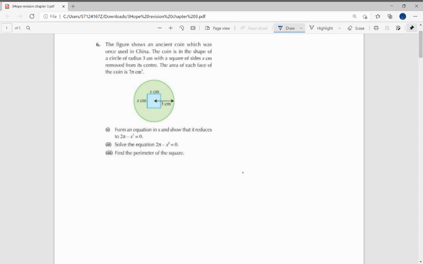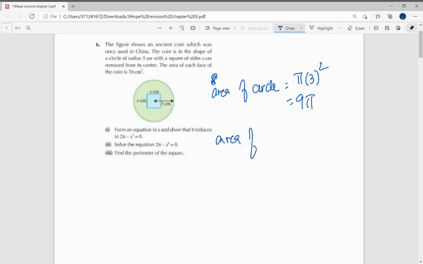So let me try and do this. The area of the circle is equal to pi times 3 squared. So this is 9 pi. The area of the square is equal to x squared. So we know that 9 pi minus x squared must be equal to 7 pi.